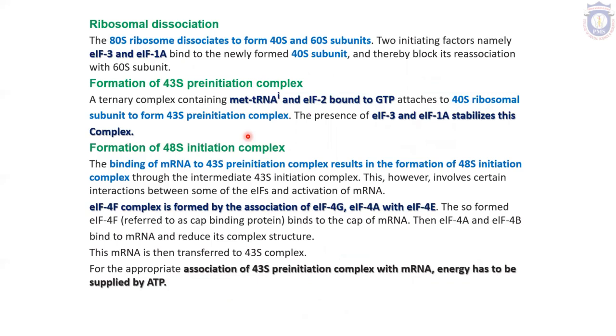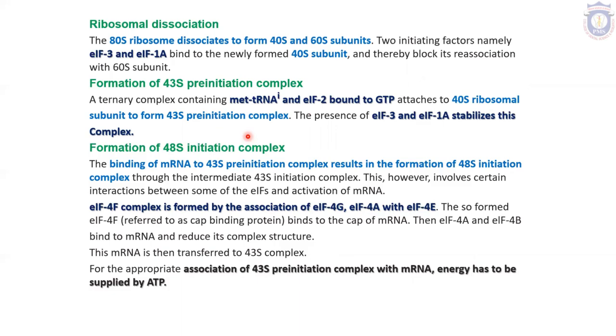The 80S ribosome dissociates to form 40S and 60S subunits. Two initiating factors, namely eukaryotic initiation factor 3 and eukaryotic initiation factor 1A, bind to the newly formed 40S subunit and thereby block its reassociation with the 60S subunit. Formation of 43S pre-initiation complex.